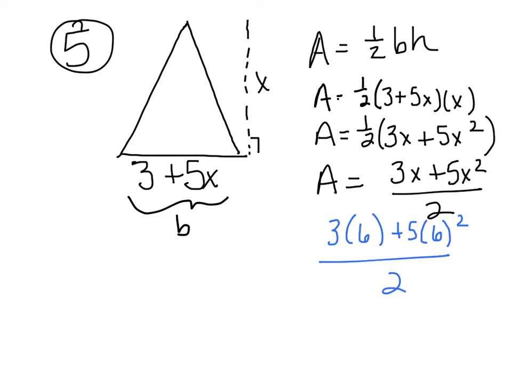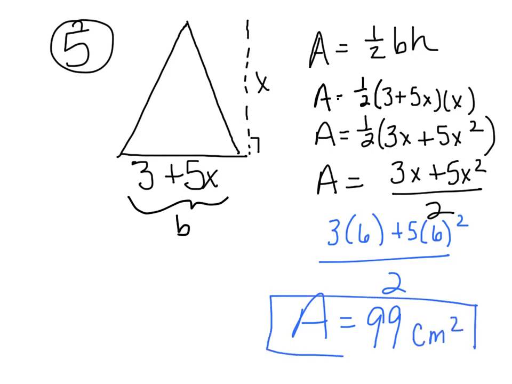So if you solve this, 6 to the second power gives you 36 times 5, plus 6 times 3, which is 18, divided by 2. That is going to give you an answer of 99. And the label is talking about centimeters, so square centimeters. So my answer is 99 square centimeters.